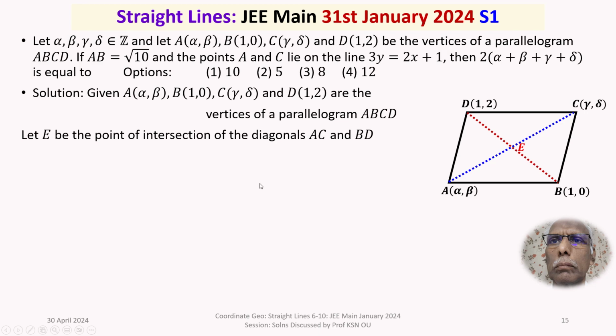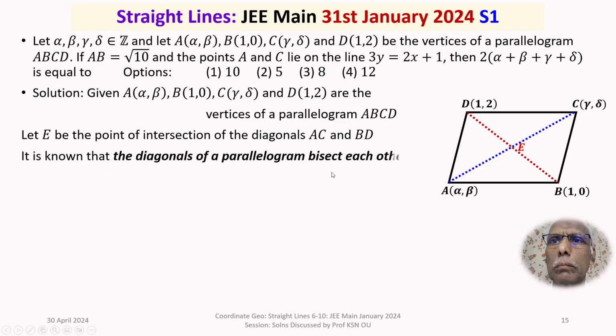Now recall a property about parallelograms regarding the diagonals. It is known that the diagonals of a parallelogram not only intersect, they bisect each other. So that means E bisects AC and E bisects BD. The coordinates of A and C are known, and E bisects AC, so you can find the coordinates of E. Also we can find the coordinates of E looking at the diagonal BD.